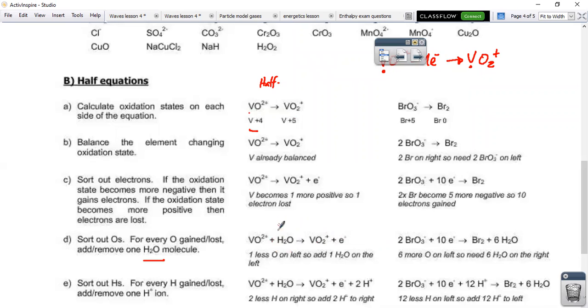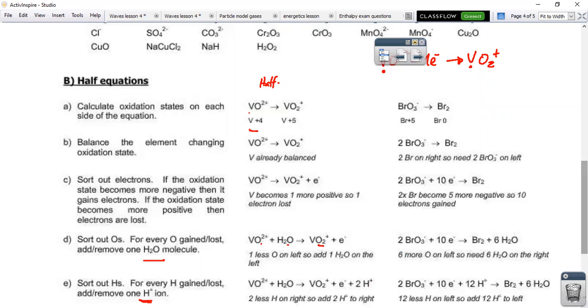Now we're getting somewhere. How many oxygens on my left-hand side? 2. And how many oxygens on my right-hand side? 2 as well. But I've got hydrogens on my left-hand side and no hydrogens on my right-hand side. To sort the hydrogens out, I need to gain some hydrogen ions, and I use H+ ions on the right-hand side. Are you following so far?